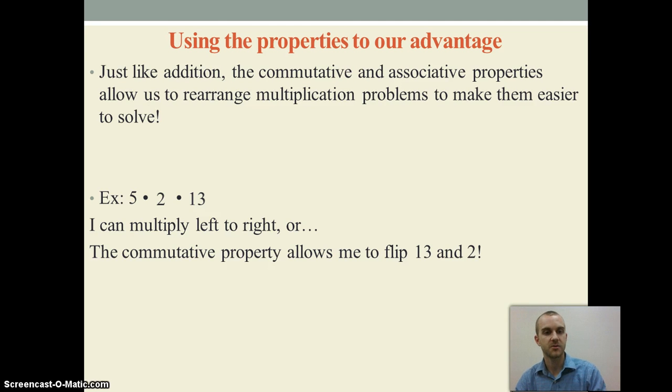Now, when I multiply left to right, I know that 5 times 2 is 10, and 10 times 13 is much easier to solve than 5 times 13, and that will give me 130.